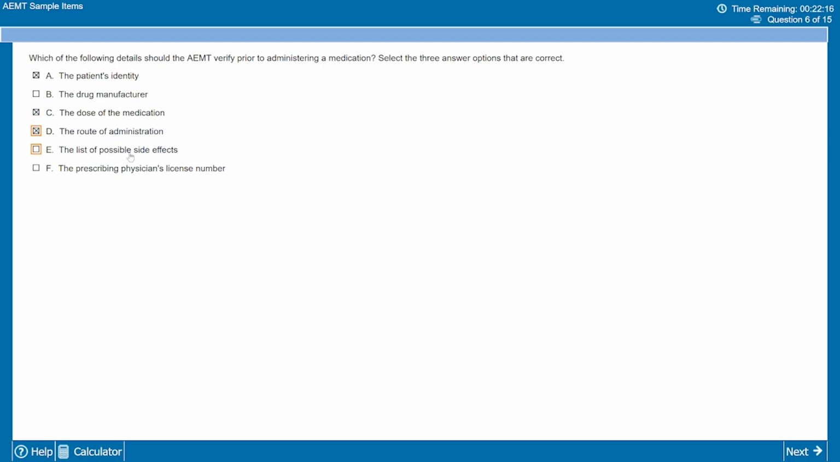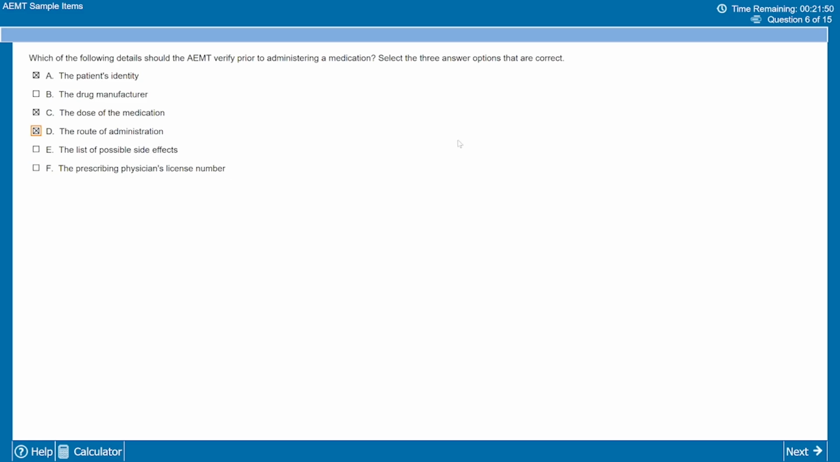The list of the possible side effects, you should know potentially what's going on, especially with something like albuterol with the increased heart rate. But it's not too essential just because the list could be pretty extensive. And the prescribing physician's license number, just no, that's obviously incorrect. So this is a fairly easy question, it should be A, C, and D, at least.